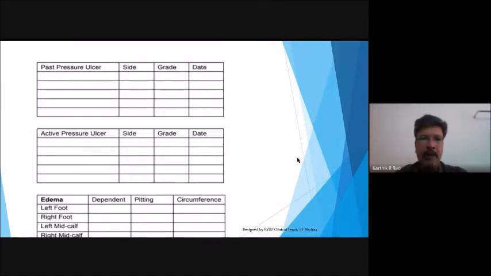Dependent edema means the edema is in a place which is gravity dominated, which means it's on the lower limb, especially when you are sitting or standing. And pitting means when you press the part, it makes a small kind of groove. So that would be a pitting edema, and then we measure the circumference.